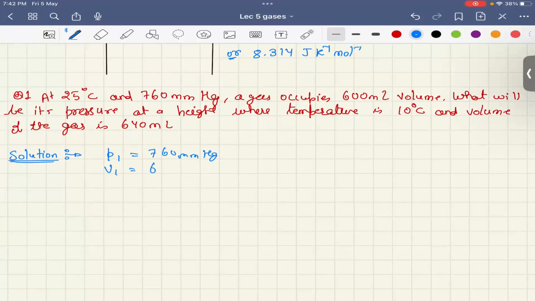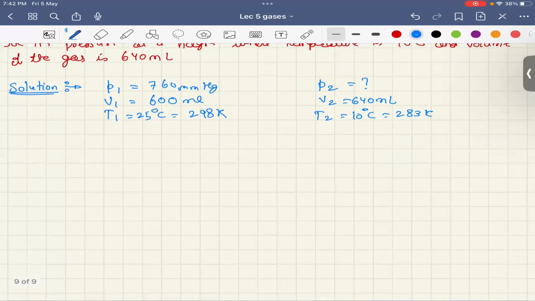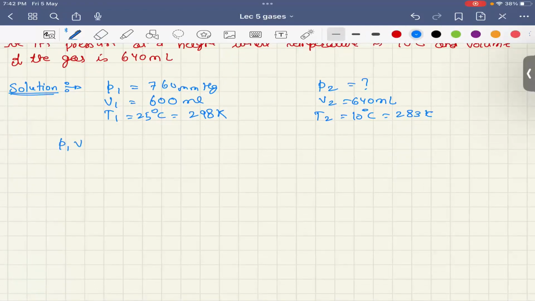we are given V1 as 600 ml, we are given T1 as 25 degrees centigrade, which is nothing but 298 Kelvin, right? Then P2 is unknown to us. V2 has been given as 640 ml and T2 has been given to us as 10 degrees centigrade, which is 283 Kelvin, right? So we use the ideal gas equation, which is P1 V1 by T1 is nothing but P2 V2 by T2. When we rearrange it, we get P2 is equal to P1 V1 by T1 multiplied by T2 by V2.